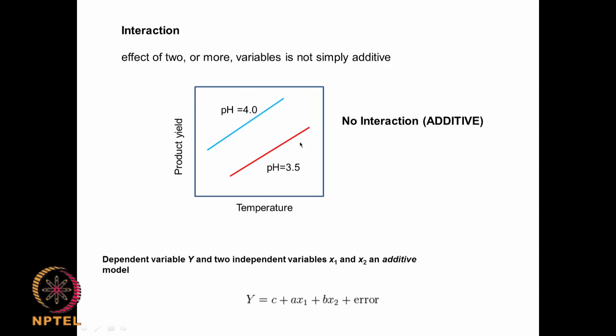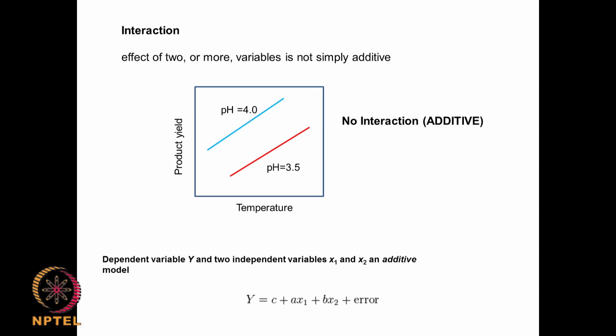So, I could develop a simple regression model. We will talk about regression much more in detail later. I could develop a regression model like this: some constant plus A into x1, where x1 could be temperature, plus B into x2, where x2 could be pH, plus some error. So, these two parameters x1, x2, which are called the independent variables, in this case pH and temperature, seem to be independent of each other. So, they are adding to each other. So, there is no interaction.